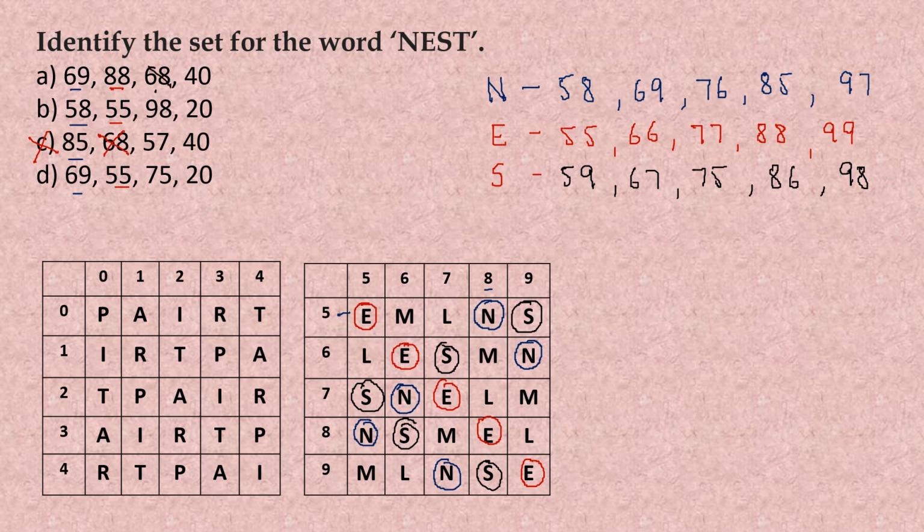68 is not present, so option A gets ruled out here. 98 is present. 50, we will not consider option C here because it's already ruled out. And D is 75. So that means now we are left with two options, that is B and D.